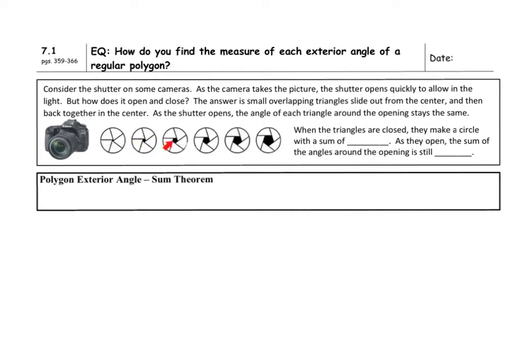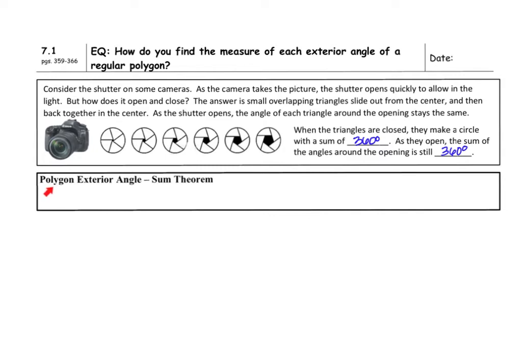And then as this gets bigger, these angles have not changed. Bigger, these angles still have not changed. So even though the shutter is opening wider and wider to let more light in, these outside or exterior angles are staying the same. They're not getting any bigger or smaller. So when the triangles are closed, they make a circle with a sum of 360 degrees. So this is an example of that here. As they open, the sum of the angles around the opening is still 360 degrees.